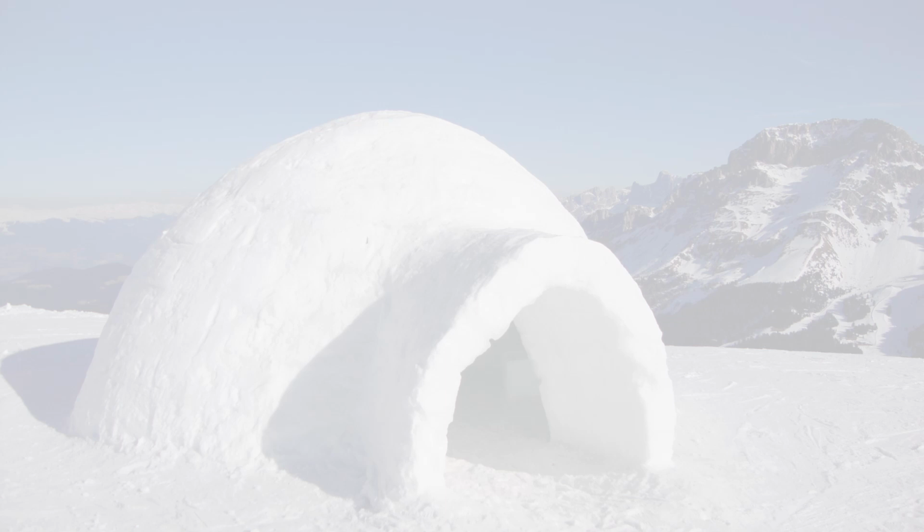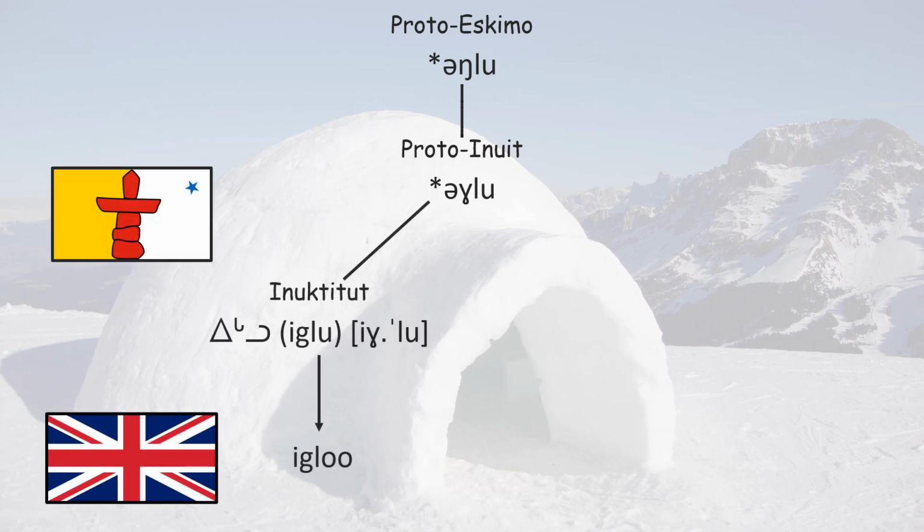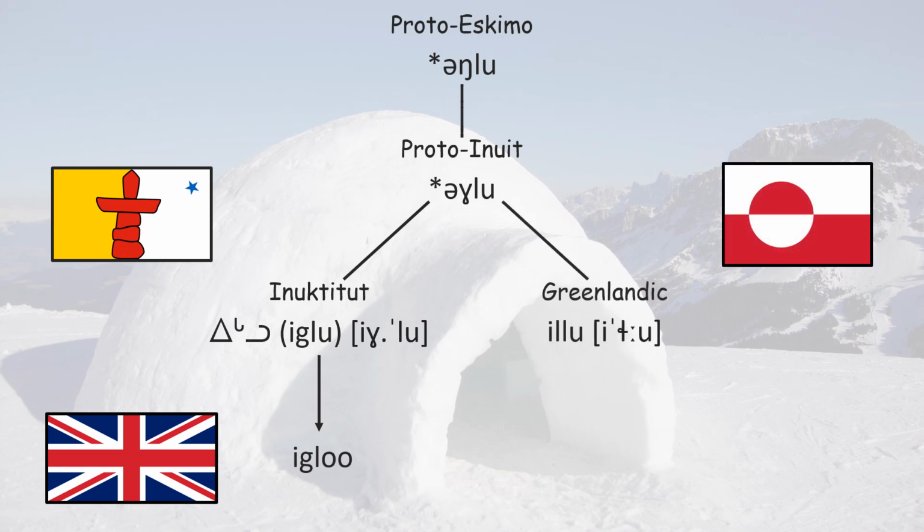Some linguists think the Proto-Eskimo word for igloo might have sounded like unglu, which became uglu in Proto-Inuit. In Inuktitut, this word is pronounced as igloo, which is the word that got borrowed into English. So how did the Greenlandic pronunciation change into illu? Well, as I just showed you, Greenlandic has the consonant rule, which causes assimilation of the G, turning it into an L.